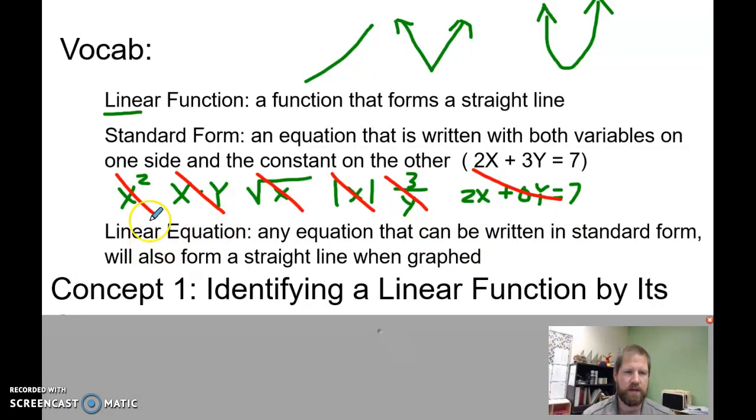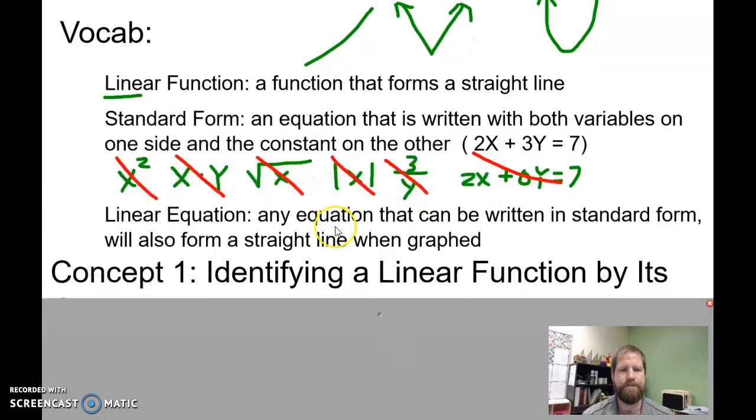Okay, and basically your linear equation is going to be something that's going to be a straight line, except for the one case where you have a linear equation that is not a linear function. And there's only one case where that can happen.